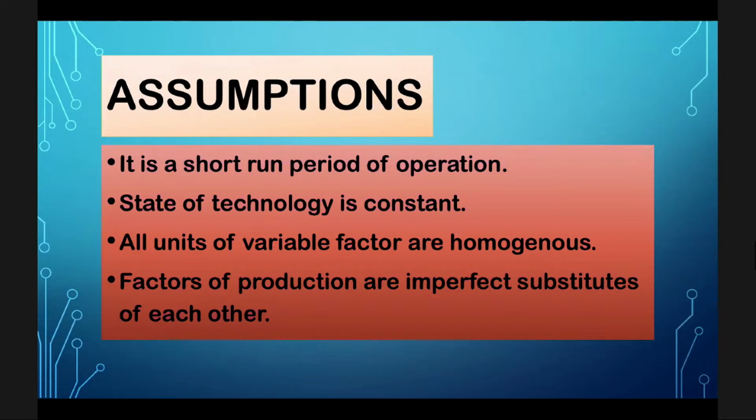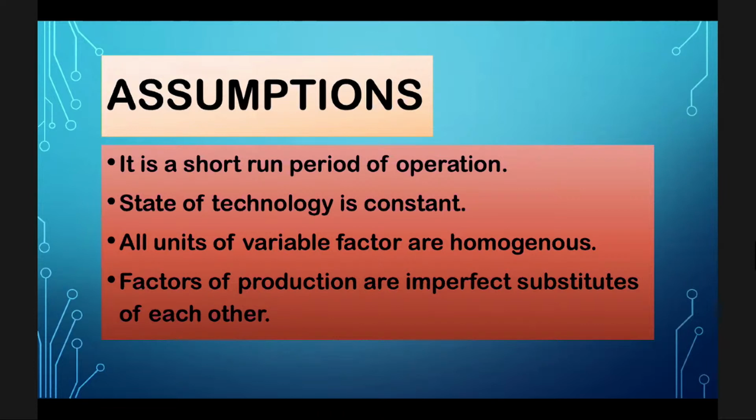State of technology is constant. That means there are no technological advancements, there is no change in technology. Technology remains constant. As I told you, if the technology advances, then with the same amount of labor, same amount of input, you can produce more. But here we are assuming the technology to be constant.